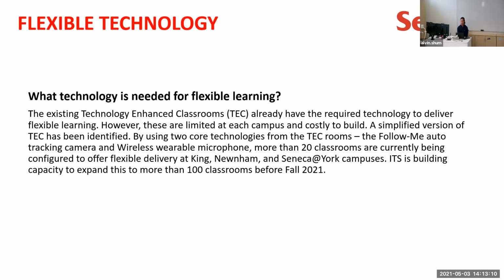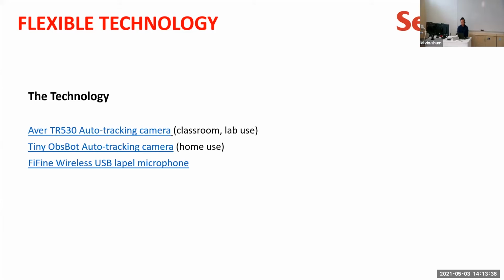But because this classroom was built in a certain fashion based on the needs, the costs were quite high. So in order to build a flexible environment, we took 2 of the technologies from this classroom. One is a camera that's built into the back that's actually showing me right now on the stream. It's an auto tracking camera, and the model is called the TR530. It's an AVer camera. And then there's also a wireless mic that I'm wearing, a lapel mic, and I can show you that later. It's clipped onto my belt.